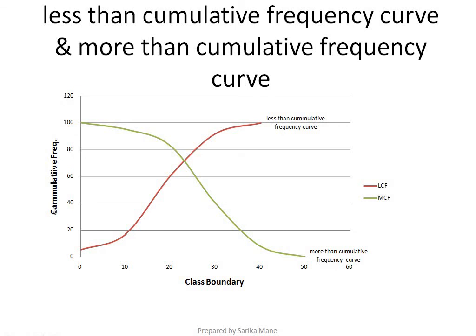On the y-axis, it is cumulative frequencies. On the x-axis, class boundaries. This increasing trend is called a less than cumulative frequency curve, and this decreasing trend is called a more than cumulative frequency curve.